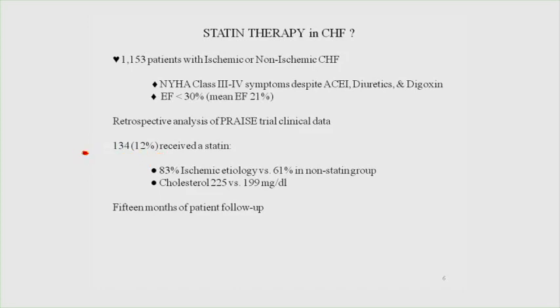This was not a randomized double-blind study. It was a retrospective analysis of another trial of calcium blockers, another class of drugs in heart failure. Now, 12% of these patients with heart failure received a statin at the discretion of their doctors. Those who received a statin were more likely to have high cholesterol or coronary disease than those that did not. Their doctors weren't giving them statins to deal with heart failure. They were giving them statins to deal with coronary disease and hyperlipidemia. And you follow these patients for 15 months.